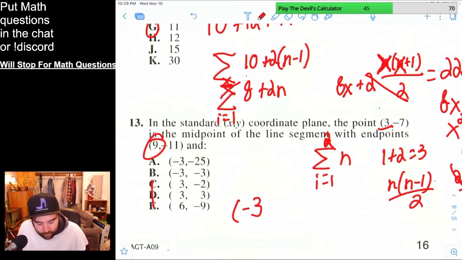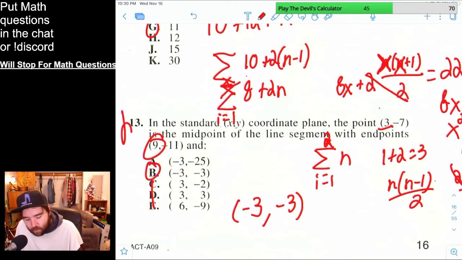So that eliminates quite a bit of answers. And then the other one went from negative 11 up to negative 7. So it added 4. So then we have to add 4 from negative 7. So that should also be negative 3. B. Beautiful.